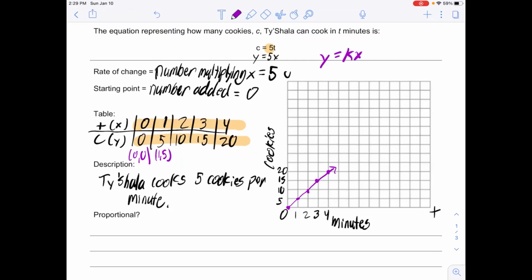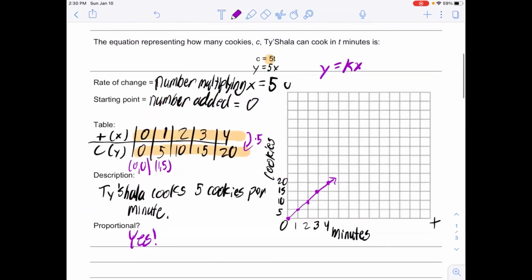My equation has that. My table also shows that it's proportional because every time it's just times 5 to get from the top to the bottom. So every way that I have to check, I can see that this is proportional right away. So my answer is yes.